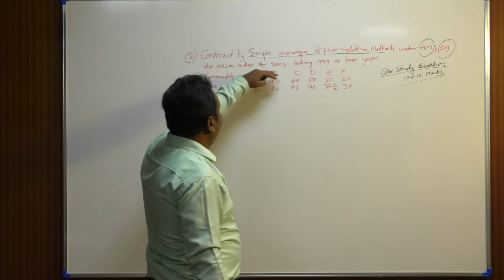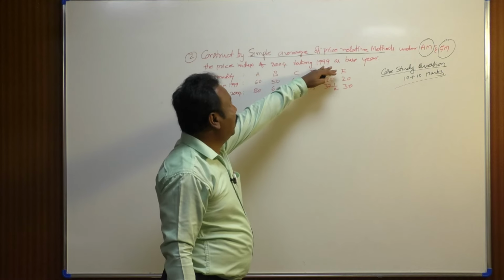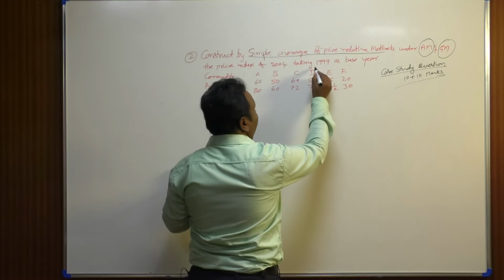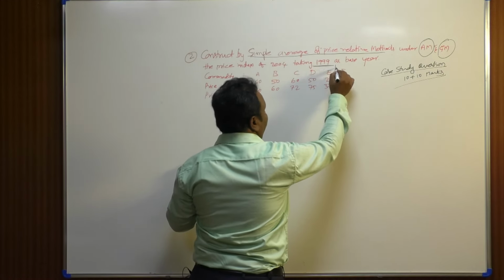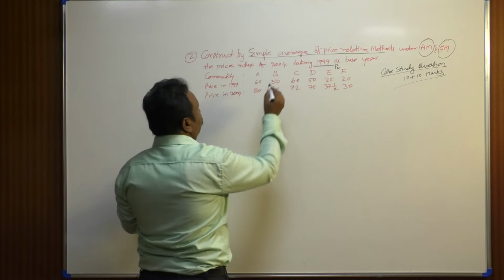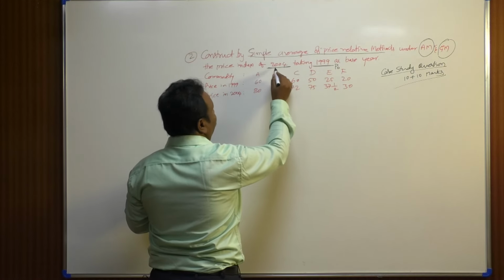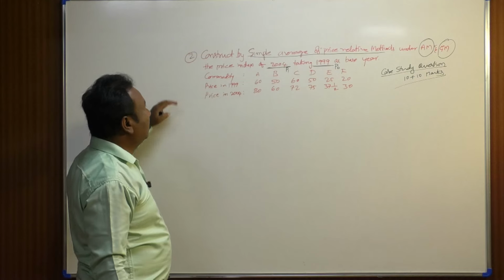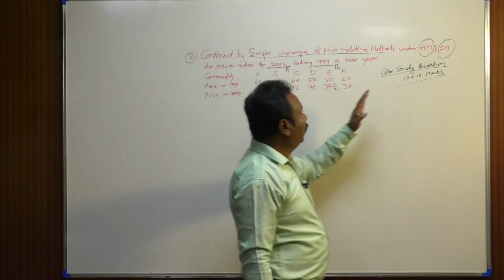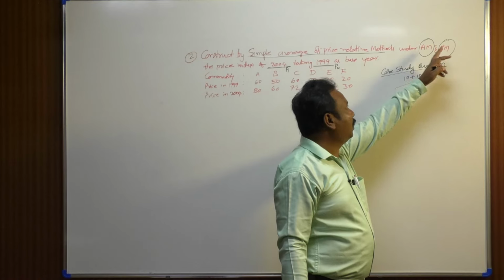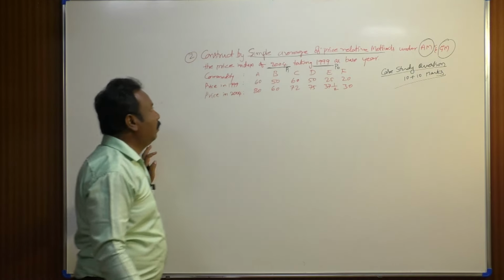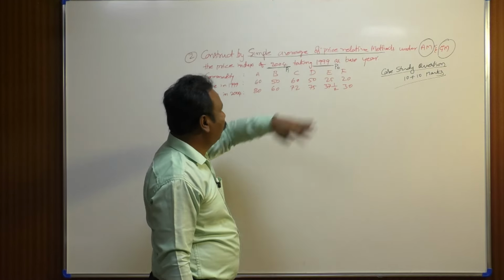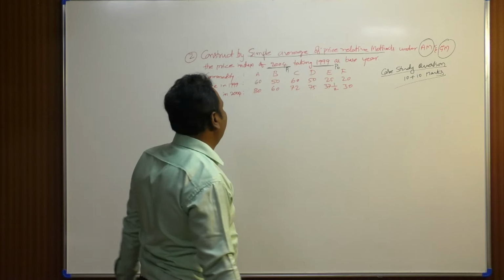Here, the price index of 2004, by taking 1999 as the base year. So 1999 as the base year is nothing but P0. I am asked to calculate the index value for the year 2004, that is P1, the current year. The index value is to be calculated by the AM method and the GM method, the arithmetic mean method and the geometric mean method. Commodities are given: A, B, C, D, E, F. So 6 types of commodities are given.